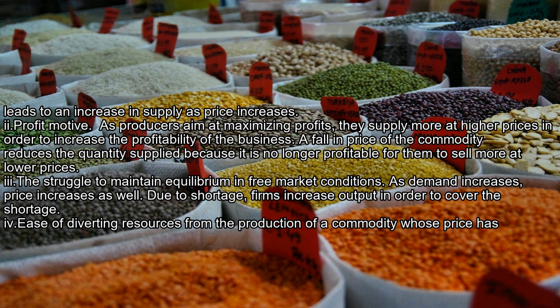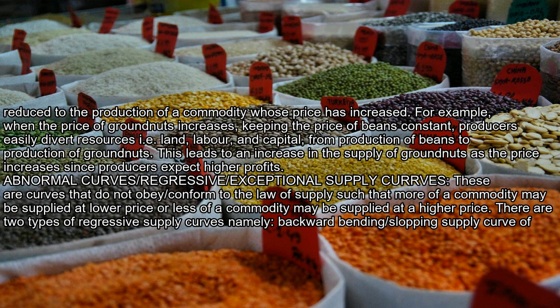4. Ease of diverting resources from the production of a commodity whose price has reduced to the production of a commodity whose price has increased. For example, when the price of groundnuts increases, keeping the price of beans constant, producers easily divert resources, i.e. land, labor, and capital, from production of beans to production of groundnuts. This leads to an increase in the supply of groundnuts as the price increases, since producers expect high profits.